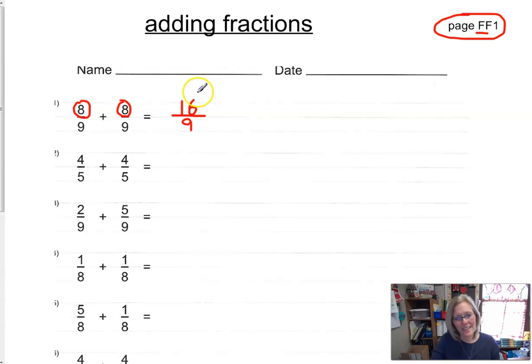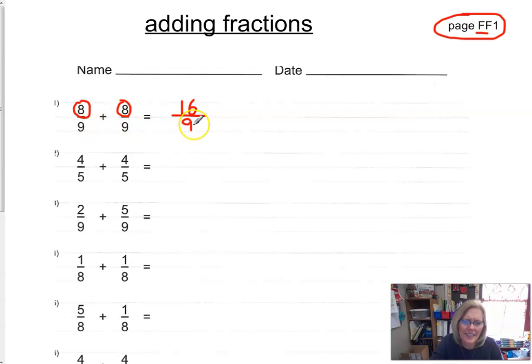Now, I know I said that the numerator is supposed to be smaller than the denominator. Well, in this case, it's not. Well, this would be called an improper fraction. But since you added it, it's okay. It's okay to have an improper fraction as a 3rd grader if you're adding fractions. Later on in 4th grade, you'll learn how to turn improper fractions into something else, something proper, okay?